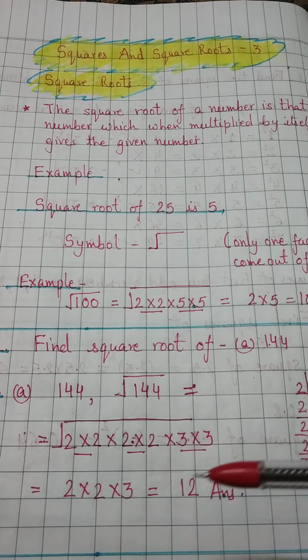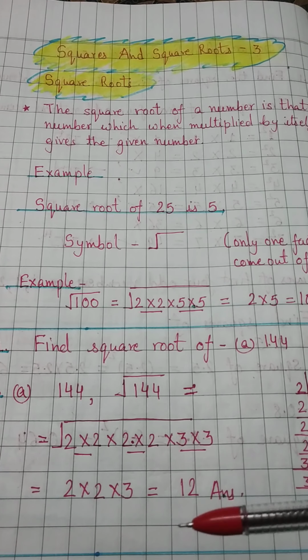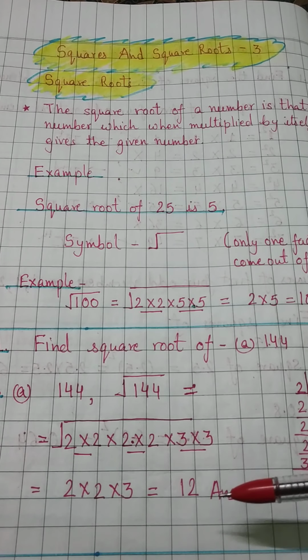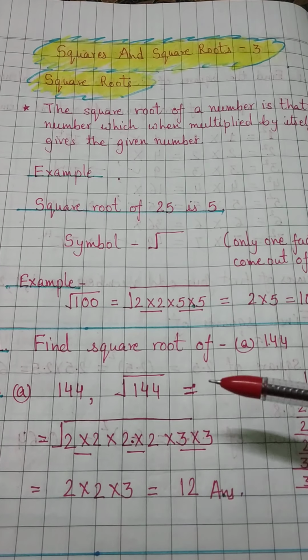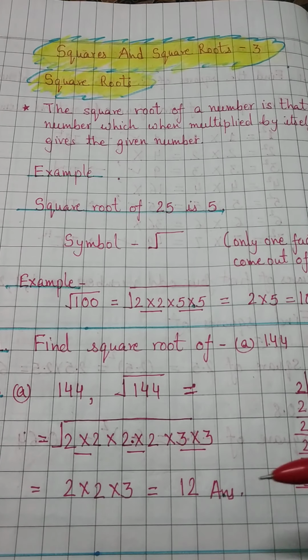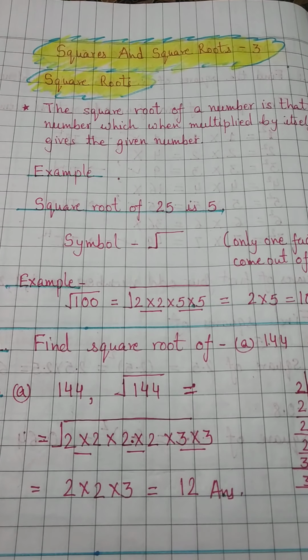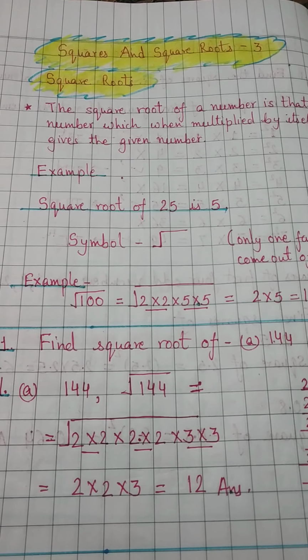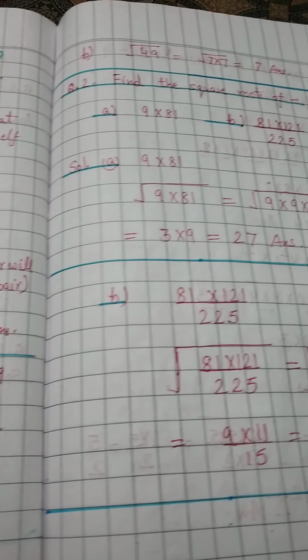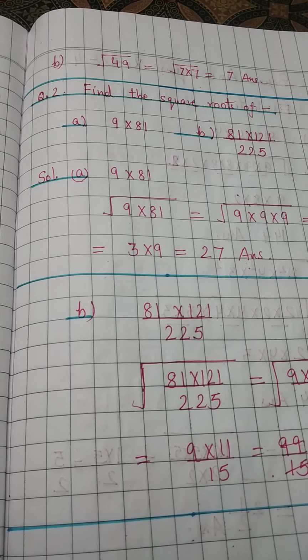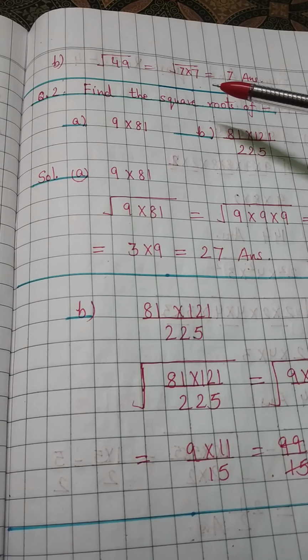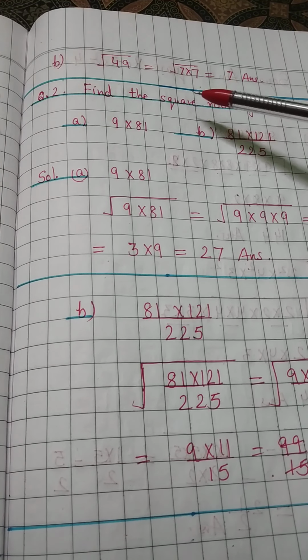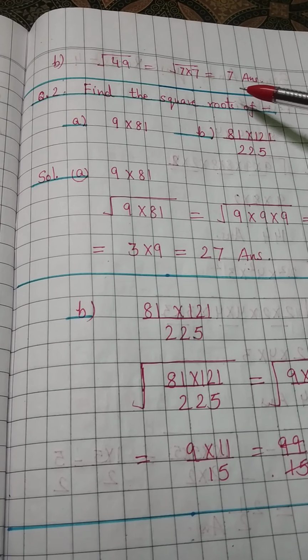So here we will make pairs, and then 2 into 2 into 3, that is 2 2s are 4, 4 3s are 12. So the answer is 12, 12 12s are 144. So this is the way you have to find the square root. Okay, and this is very, very important. Next is the square root of 49. We know that 7 7s are 49. So we will write 7 into 7, and that 7 is the square root of 49.